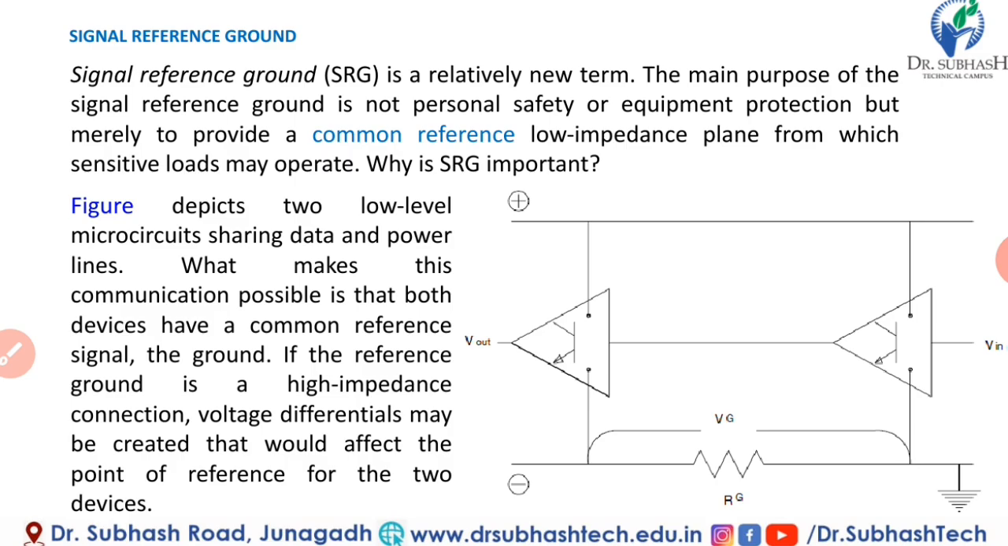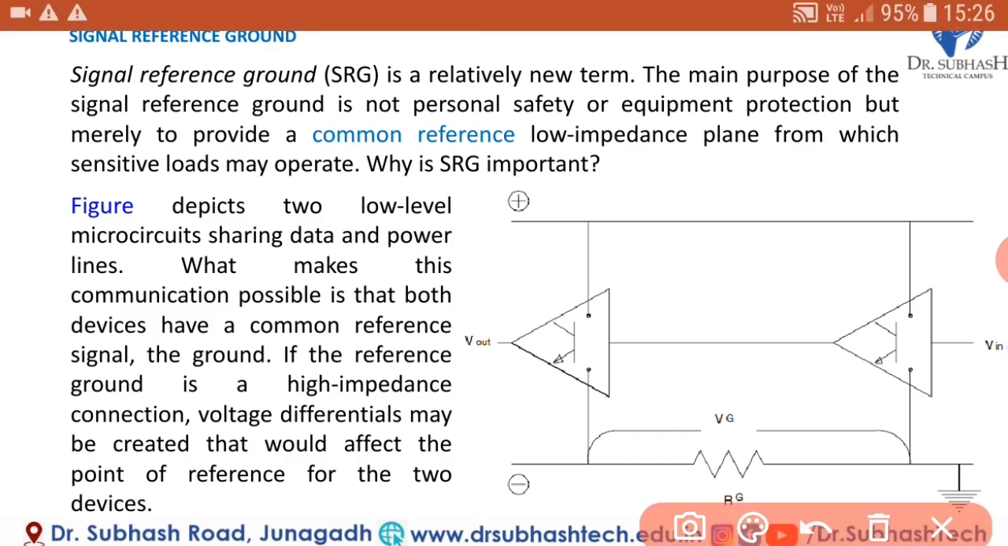Signal reference ground. Signal reference ground is a relatively new term. The main purpose of the signal reference ground is not personal safety or equipment protection, but merely to provide a common reference low impedance plane from which sensitive loads may operate. It means the main purpose is to provide a low impedance path and common reference. Why is SRG important?